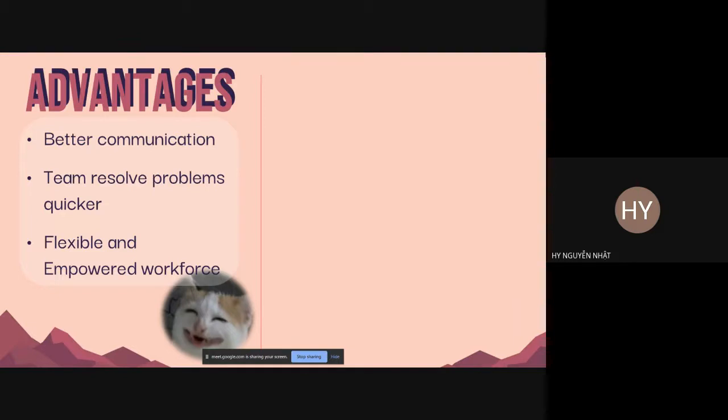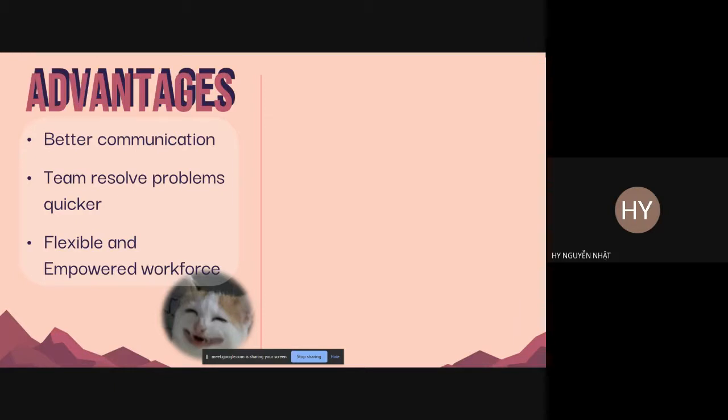Third is a flexible and empowered workforce. Another advantage is that team-based organizations are more flexible than organizations that are traditionally structured. As a business owner, you can shift employees from one team to another to maximize their skills and talent, and to also keep them motivated with new challenges. Employees that work in teams are also more likely to understand their specific roles in the organization and are more likely to feel validated and empowered.